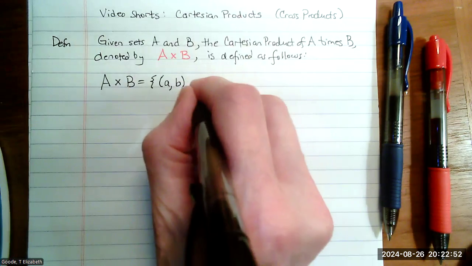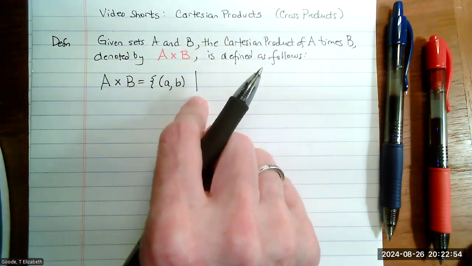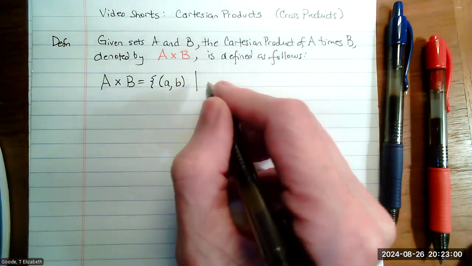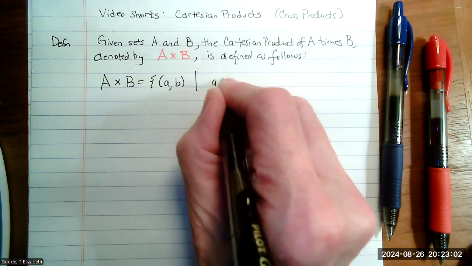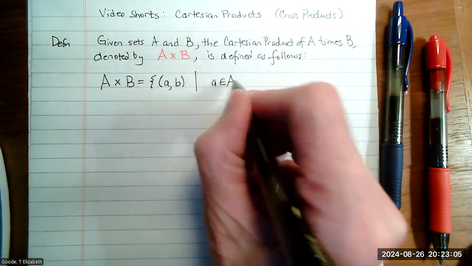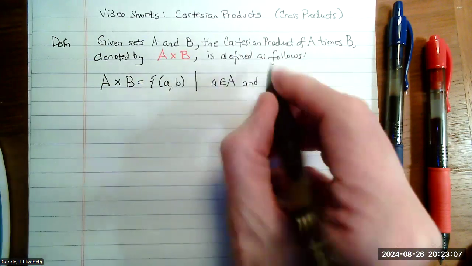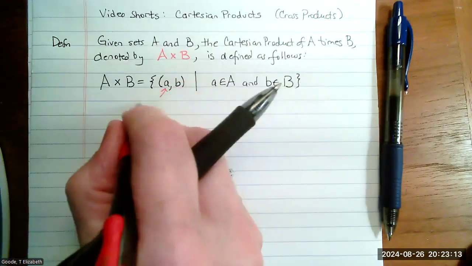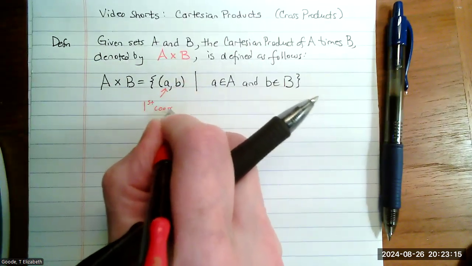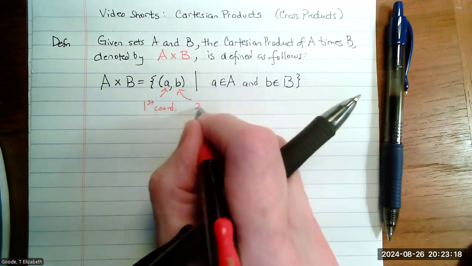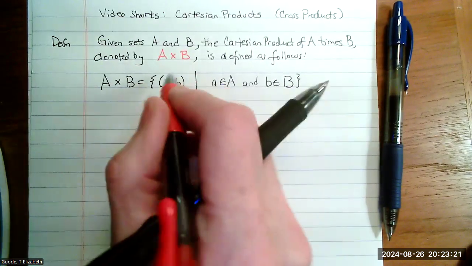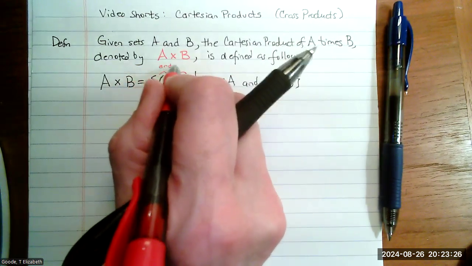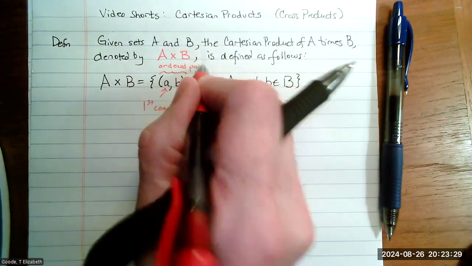So that's an ordered pair, such that, right? Our vertical line means such that. This is descriptive notation of a set, or set builder notation. Little a is an element of set big A, and little b is an element of set big B. So little a is called the first coordinate, and little b is called the second coordinate. And this entire object, these elements, are ordered pairs. So this is an ordered pair.